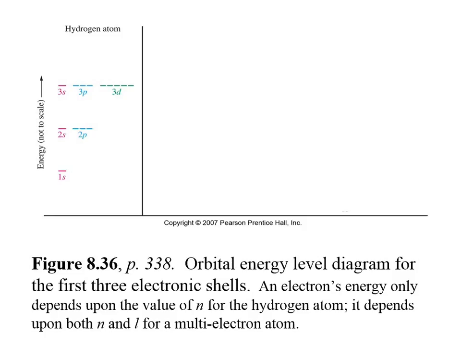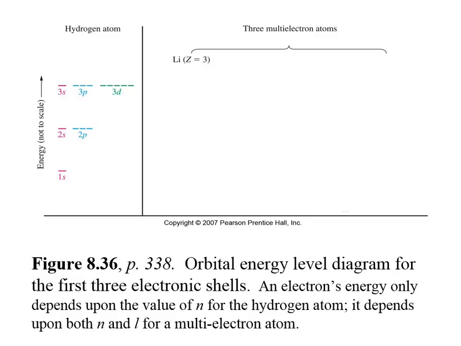When n is equal to 3, 3s, 3p, 3d. That only happens for an atom with one electron. Beyond that, which is everything else, what happens is the principal energy levels kind of split. So let's look at, for instance, lithium.